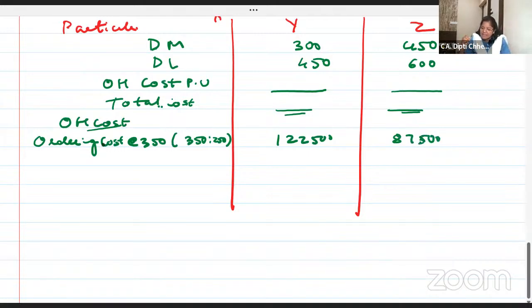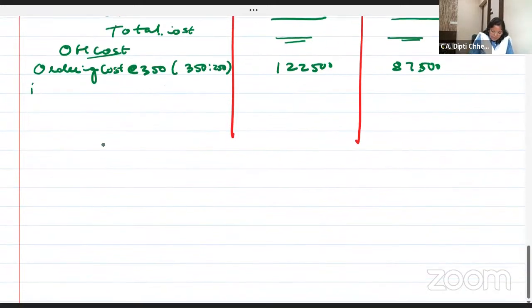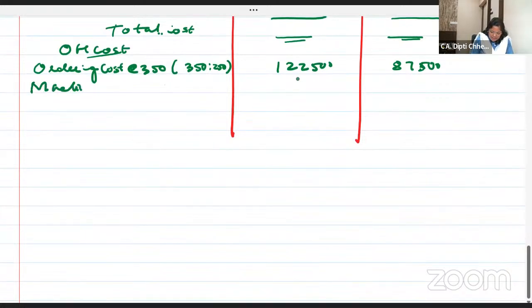Anyone in the class is having doubt? Please ask. Clarify your doubt. Ordering cost 350 is to 250. आ गया? Next is your machine. I know little more efforts are required here, but ऐसे ही है. Machine processing.